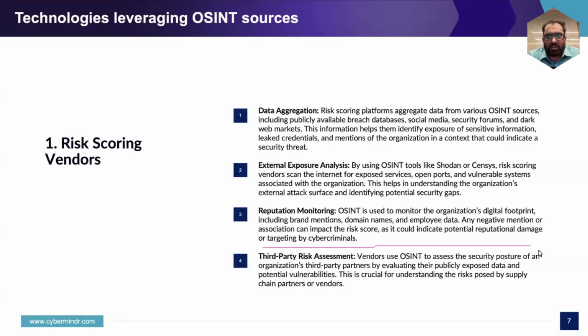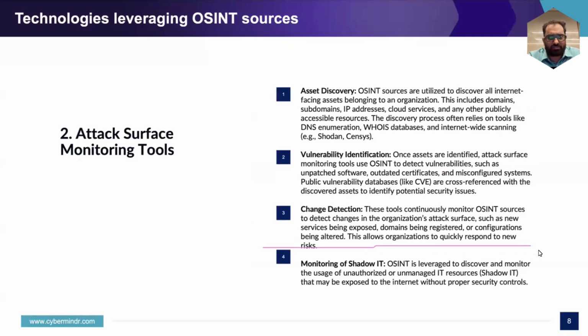So those details will be leveraged by these risk scoring vendors, and they will try to rate the organizations, saying okay, this company is bad, this company is good, this company is fantastic. So they'll put them into three categories, and they'll rate the organizations.